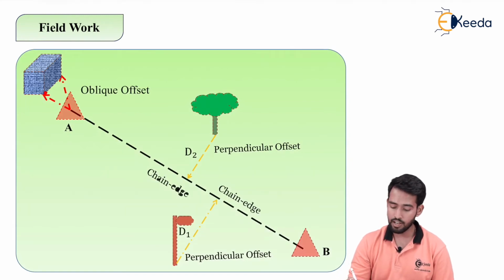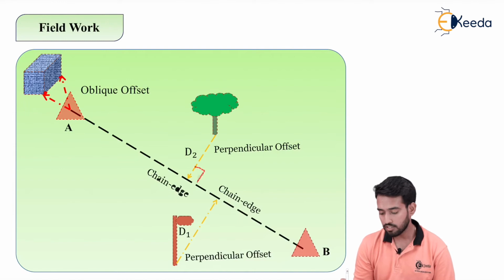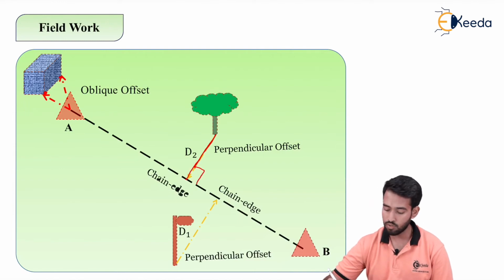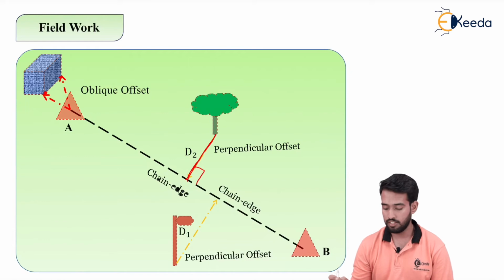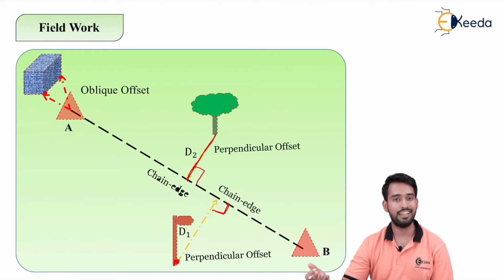For finding out the corners of the two buildings, we have used two oblique offsets at known angles other than 90 degree. Then for establishing this tree, we have used a perpendicular offset, a 90 degree offset. And for finding out the base of this pole, we again use a perpendicular offset. So 90 degree offsets are known as perpendicular offsets, which can be on either side of your survey line, right or left. Same for your oblique offsets.